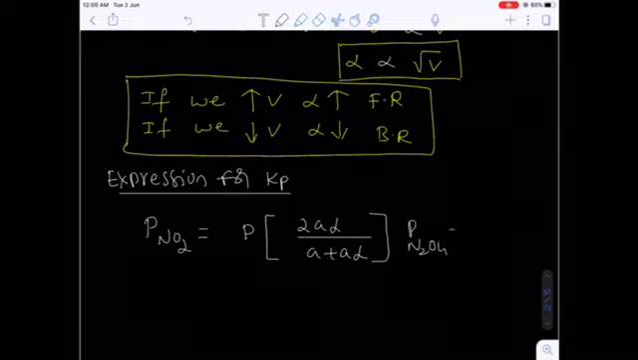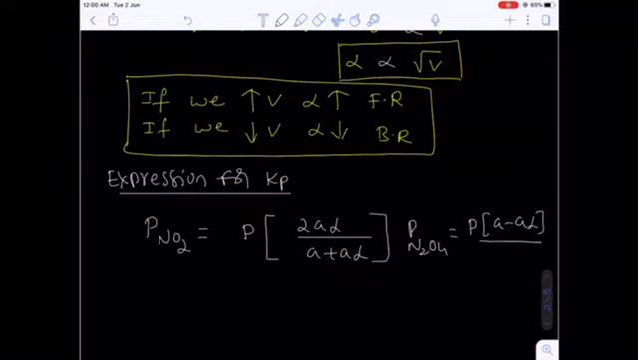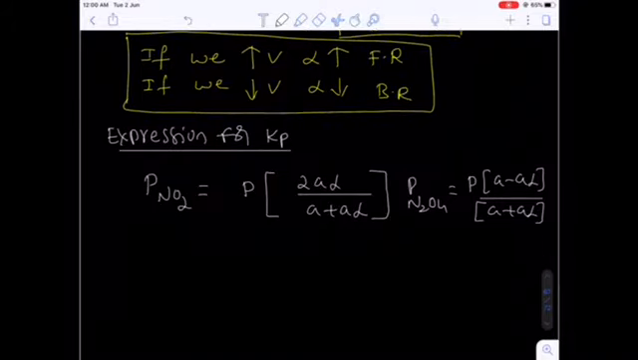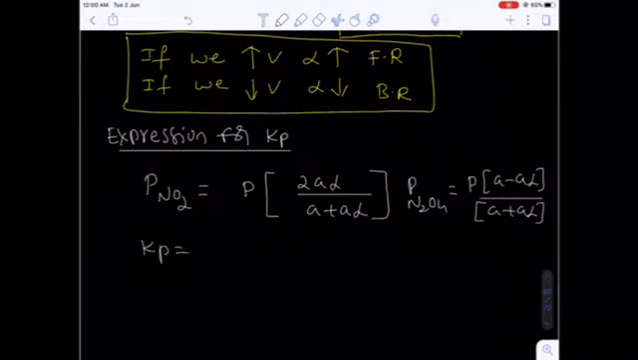This is the partial pressure of NO2. Now what is the partial pressure of N2O4? This is the total pressure P into A minus A alpha, the number of moles of N2O4, and total moles will be A plus A alpha. If you take the A value common, in the numerator and denominator A will be cancelled out.